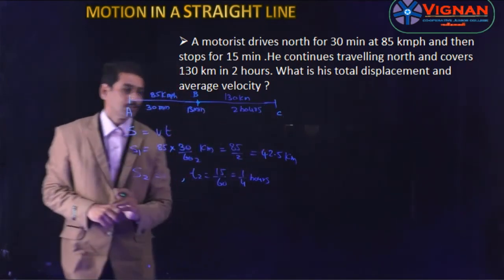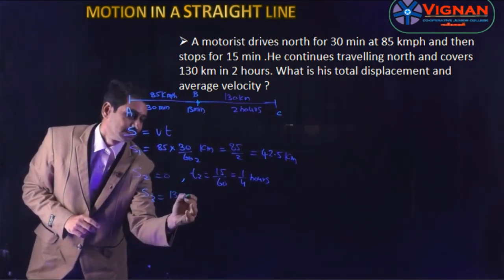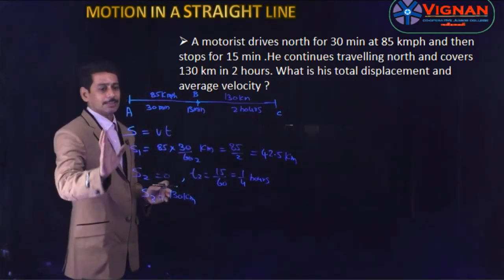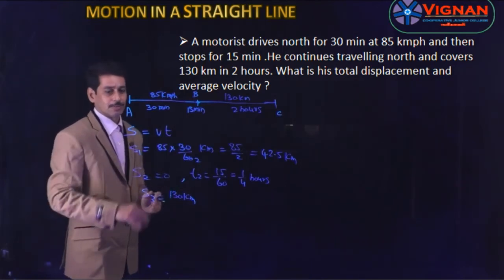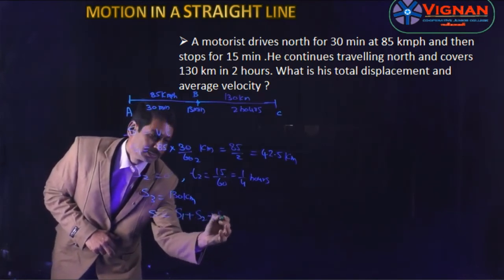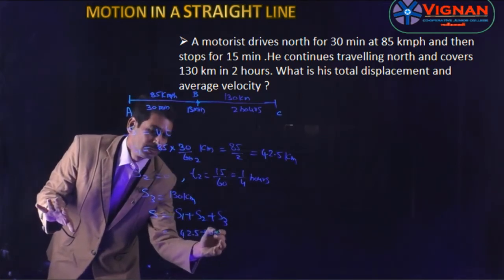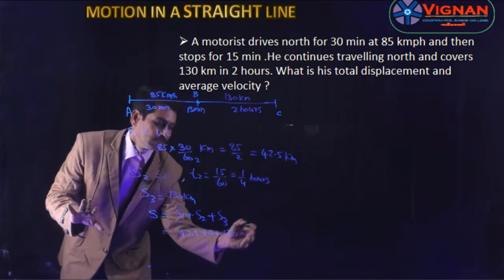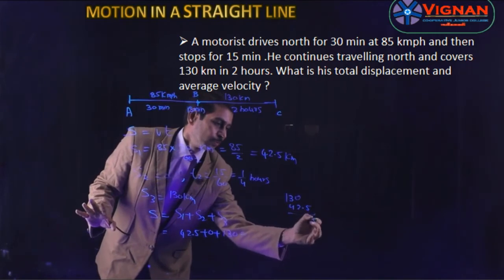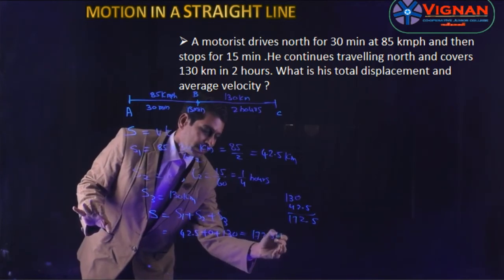BC part you are going to find the distance, that is S3, given as 130 kilometer. Of course this is in 2 hours. So we are converting the total time in hours, whereas the speed or distance is in kilometer. So now the total distance is s is equal to s1 plus s2 plus s3. So s1 is 42.5 and s2 is 0 and s3 is 130 kilometer. So you get this as 130 plus 42.5, which is equal to 172.5 kilometer.